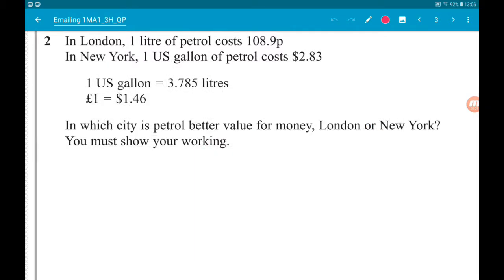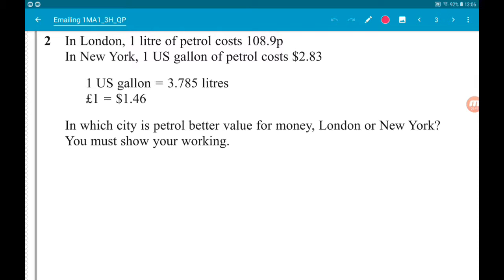Okay, number 2. In London, 1 litre of petrol costs 108.9p. In New York, 1 US gallon of petrol costs $2.83. We are told 1 US gallon is 3.785 litres, and 1 pound is $1.46. In which city is petrol better value for money, London or New York? You must show your working.